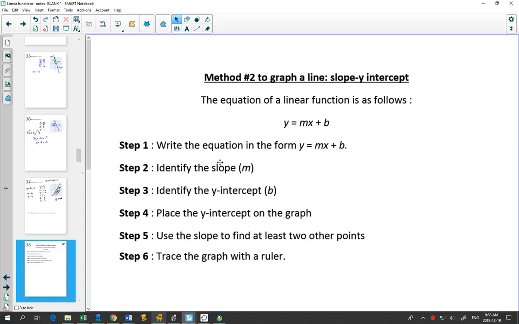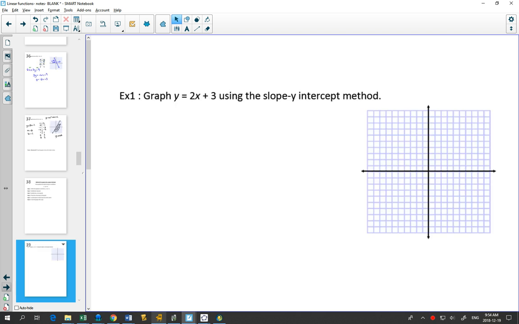Graphing lines method number 2, the slope-intercept method, and we have seen this already. If you can write the equation in y equals mx plus b form, then you know the slope because that's m, and you know the y-intercept because that's b, and so you can start by plotting the y-intercept and using your slope to find other points. So what does that look like?